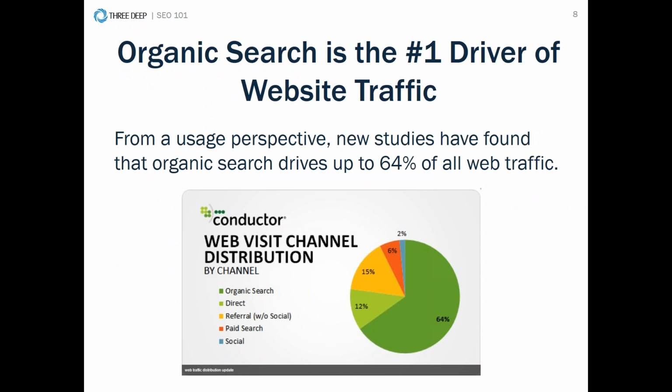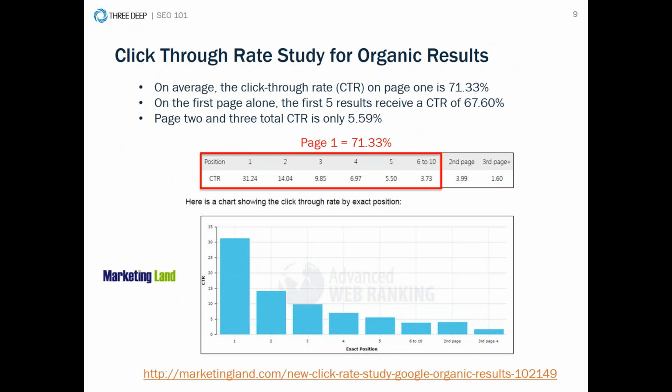All right, as I mentioned before, organic search is the overall number one driver of website traffic. Conductor did this study with sites that use their tool. And from a usage perspective, they found that up to 64% of all traffic came in through organic sources. And organic sources means via a search engine. It could be Google, it could be Bing, Yahoo, Baidu, Yandex, Naver, whatever it may be.